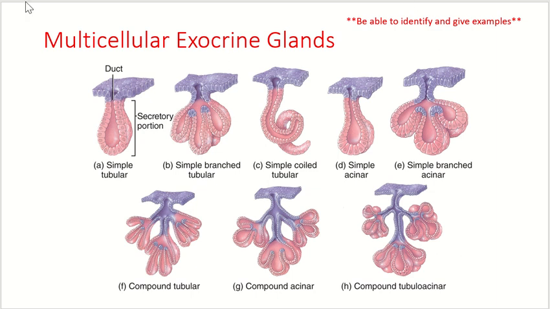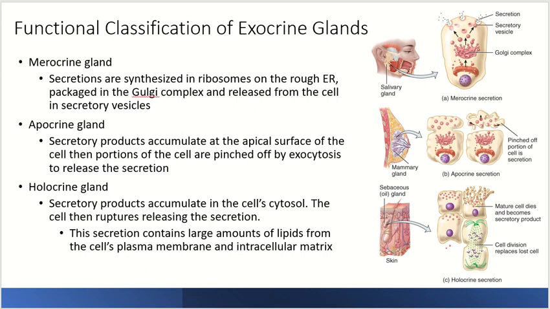So those are our various types of multicellular exocrine glands. Very, very cool stuff, honestly. Now, we can also classify our exocrine glands via function. All right, so we've got three main functions here. We've got merocrine, apocrine, and holocrine glands.